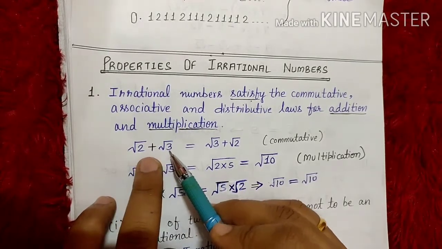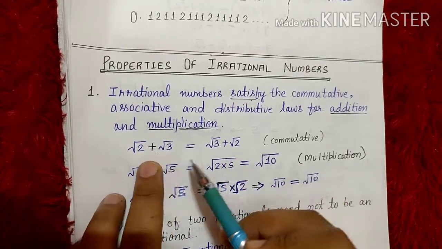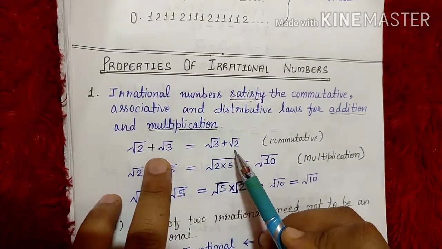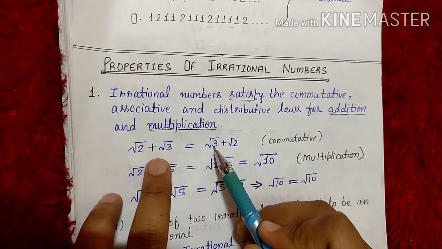So root 2 plus root 3 equals what? Root 3 plus root 2. What are we doing? We are changing the order. First we have written root 2 plus root 3. Here also the same numbers, but what happened? This time I have written root 3 first, then plus root 2.